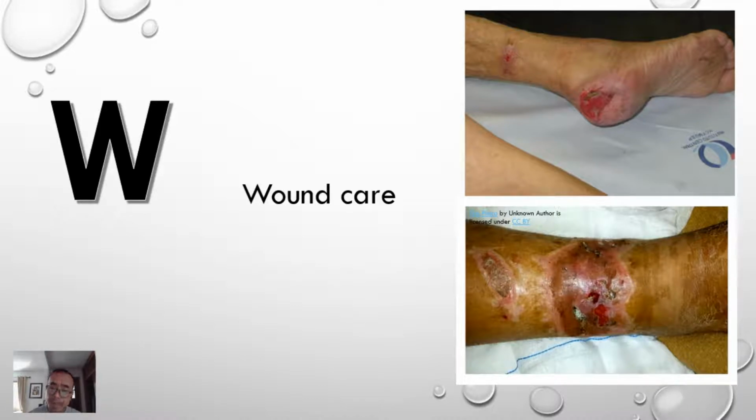Okay, if the patient has a pressure ulcer, a lot of hospitals do have the wound care team or the complex wound services. Make sure that they're involved in the care so that they can provide you with the proper and best treatment for the specific type of wound that you're seeing.